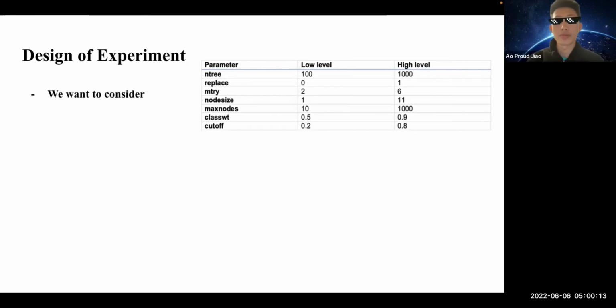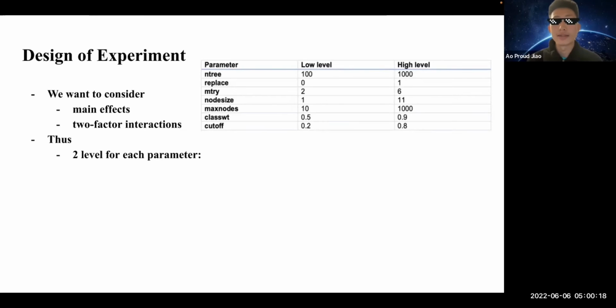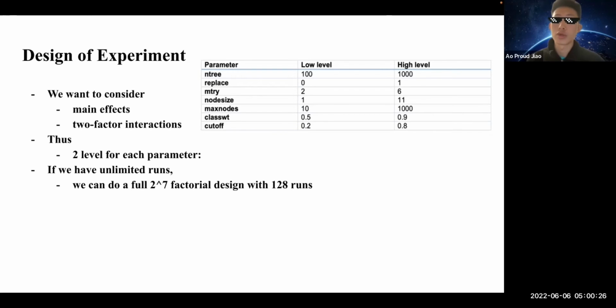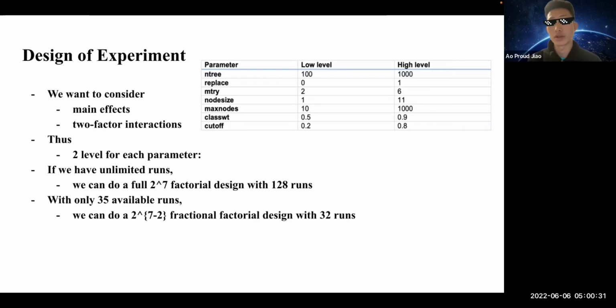So for the design of experiment, we want to consider main effects as well as 2-factor interactions. And thus we have 2 levels for each parameter as shown in this table. If we have unlimited runs, we could do a full factorial design with 128 runs. However, since we only have 35 available runs, we can do a fractional factorial design with 32 runs, and we can leave the rest of the runs for confirmation experiments.